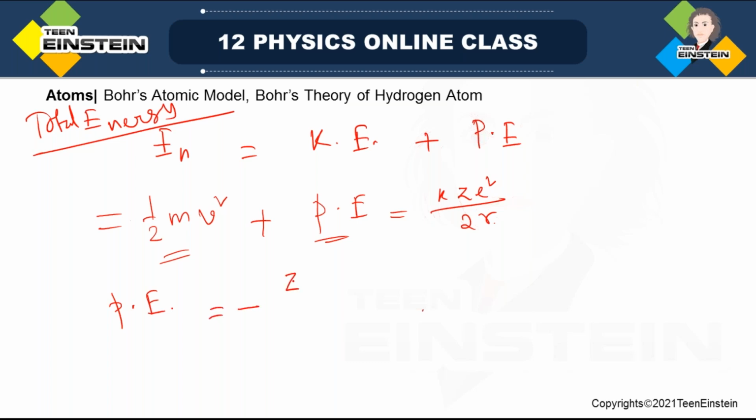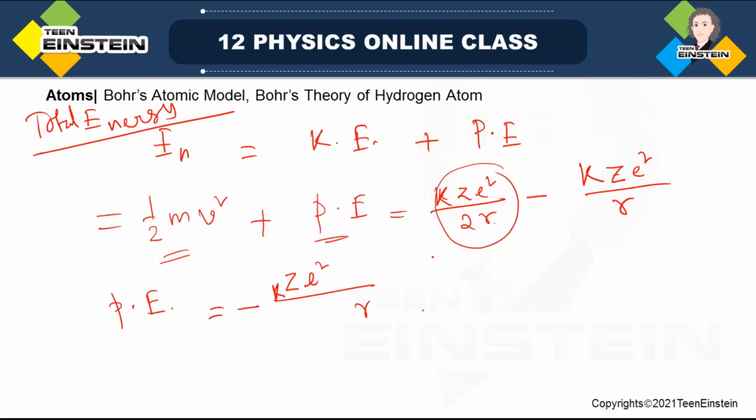We know how to calculate electrostatic potential energy, Ze squared by 4 pi epsilon naught r. Here 1 by 4 pi epsilon naught we have taken as k, and we have written this as k here also. So look, this potential energy and kinetic energy: the potential energy is k Z square by r.